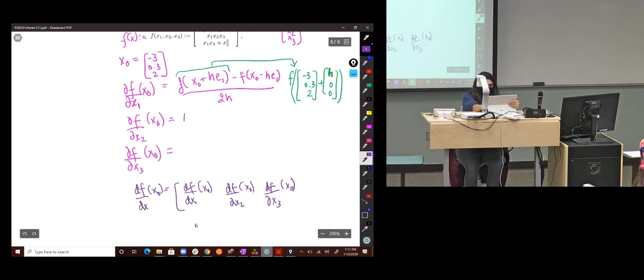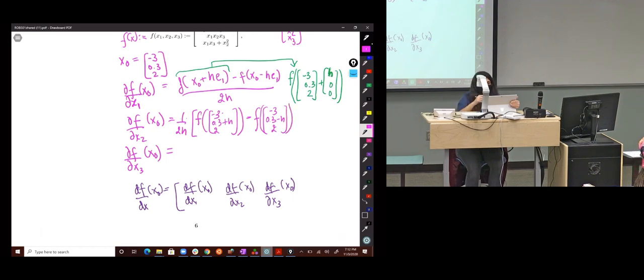The same way, if you were to write this one down, you would have 1 by 2h, and this thing will become f of x plus, if you want to write it in a more readable way, f of x naught, which is minus 3, 0.3, 2, and then you do nothing here, and plus h, minus f of minus 3, 0.3 minus h, and 2, divided by 2h, and so on.